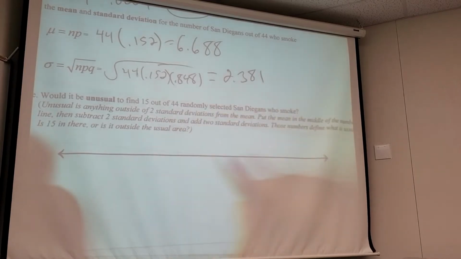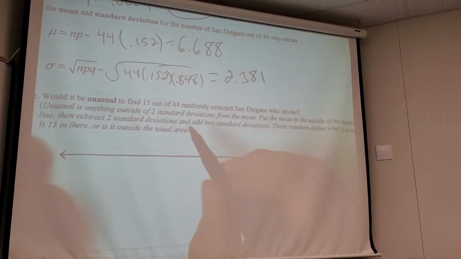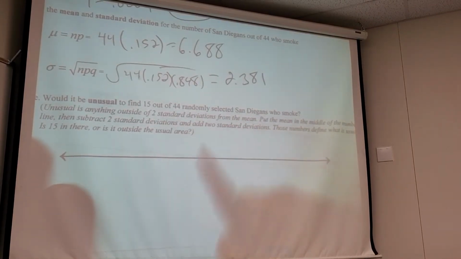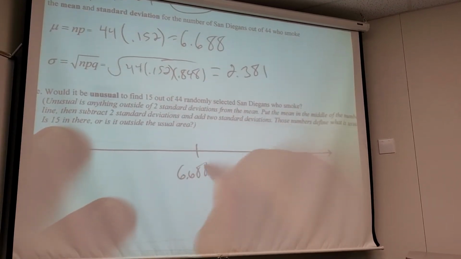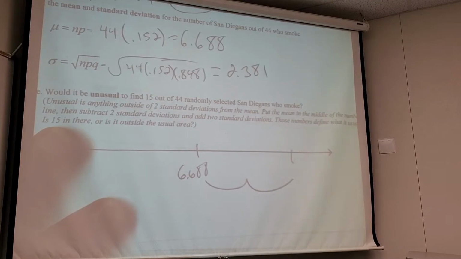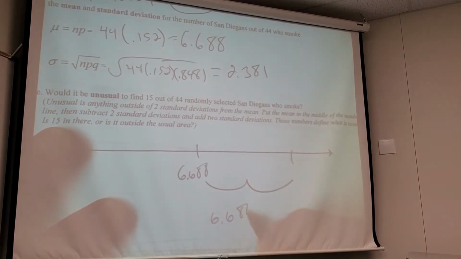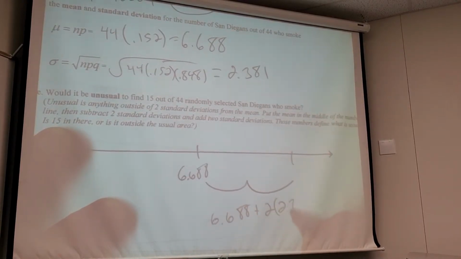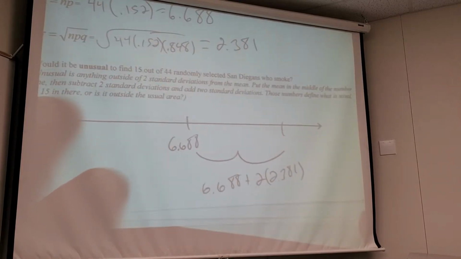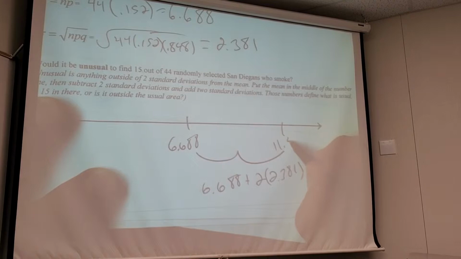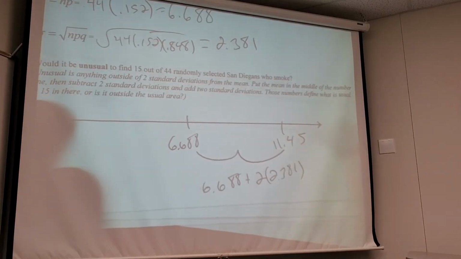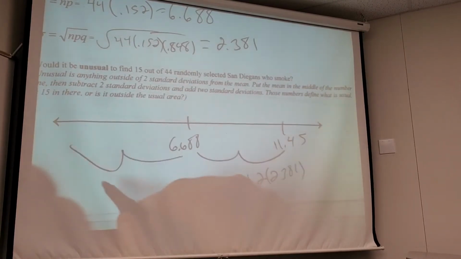So this is going to feel like before, but how many steps am I taking now? 2 up and 2 down. So the mean is 6.688. If I go 2 steps up, I want 6.688 plus 2 of these. Where do I end up? 11.45. And then if you go 2 steps down, I want 6.688 minus 2 of these.